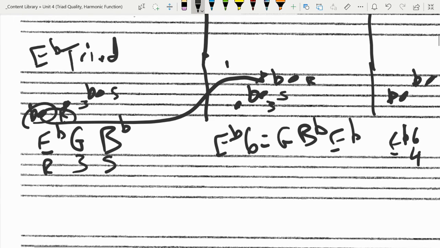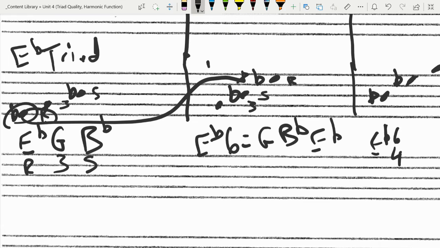We still have the same three notes, so it's still an E flat triad, but the bass note is now the third of the chord, not the root. So now it's E flat, G, B flat, E flat, the root is on the top. And it doesn't really matter what order these other two notes are in. It's always about what the bass note is. Whatever the bottom note is, that's going to tell you the inversion.